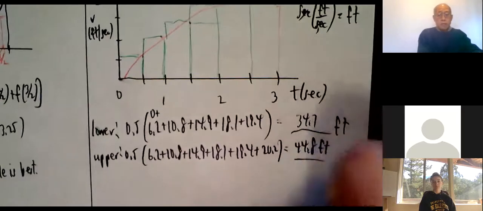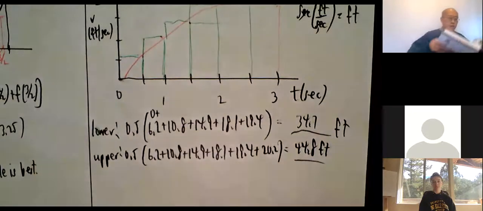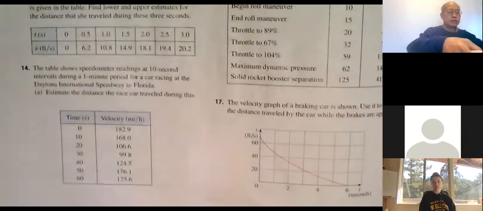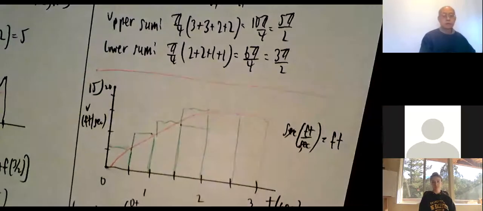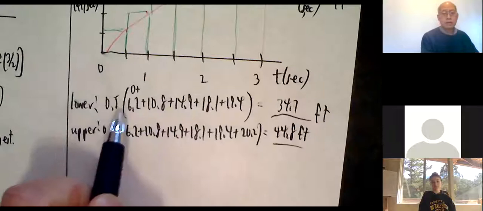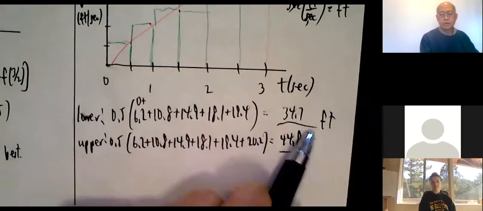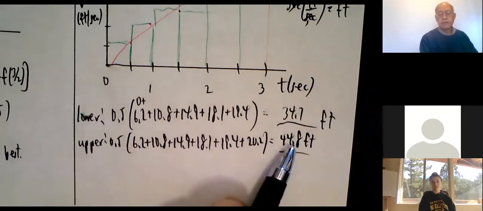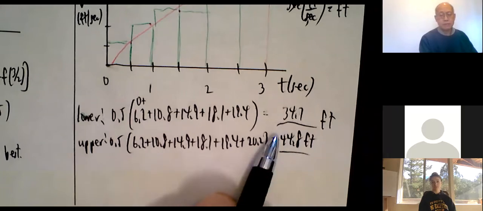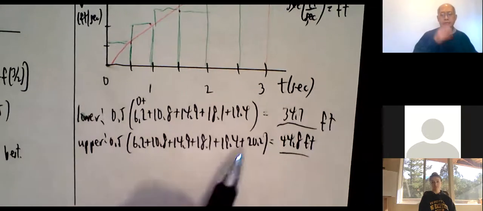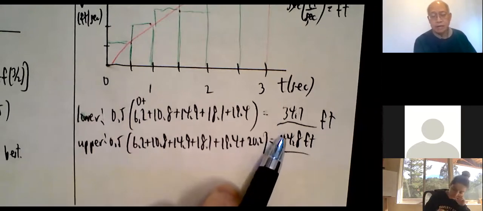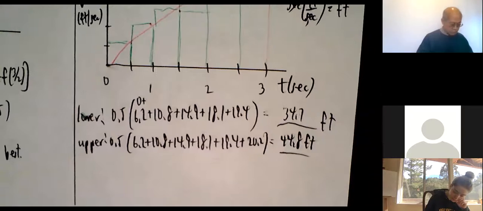Okay, so what does that mean? Based on this table, where she starts at rest, increases her speed up to 20.2 feet per second for 3 seconds, the lower estimate, underestimate for the distance traveled, is 34.7 feet, and the upper estimate is 44.8 feet. So the true value that she ran is probably something in between. If you just have to give an estimate, period, maybe a nice thing to do is take the average, add them up and divide by 2. Will it be exact? Probably not, but it'd be a pretty good average.